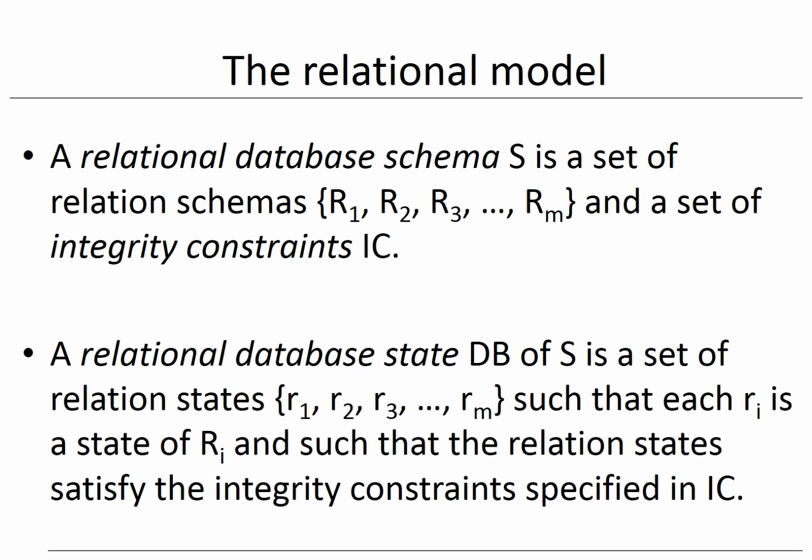A relational database scheme S is a set of relation schemes R1, R2, R3, up to Rm, and a set of corresponding integrity constraints IC. A relational database state DB of S is a set of relation states r1, r2, r3, up to rm, such that each ri is a state of Ri, and such that the relation states satisfy the integrity constraints specified in IC. The DBMS will have to take care that the integrity constraints are always checked and violations reported if the database state is updated.